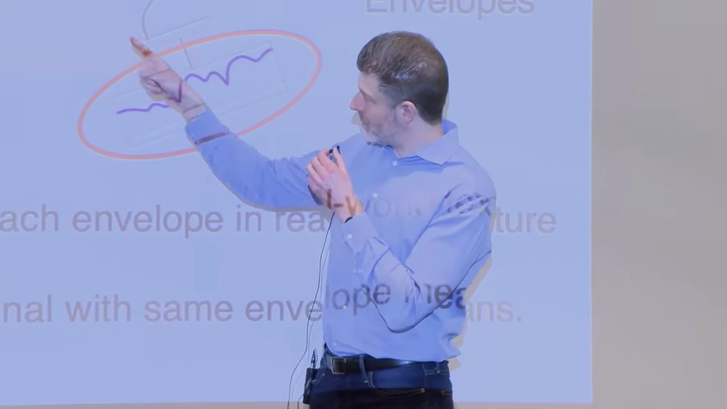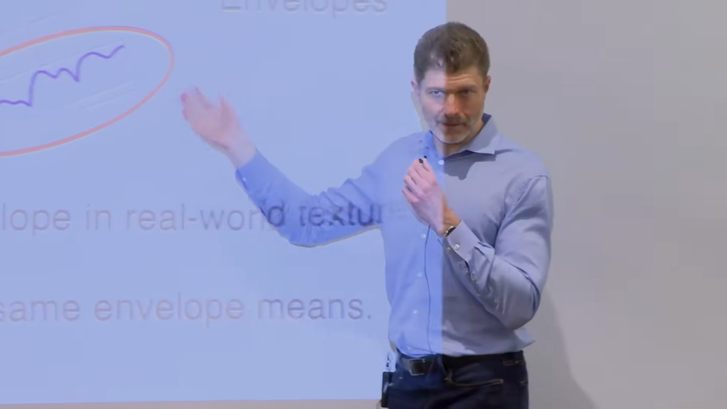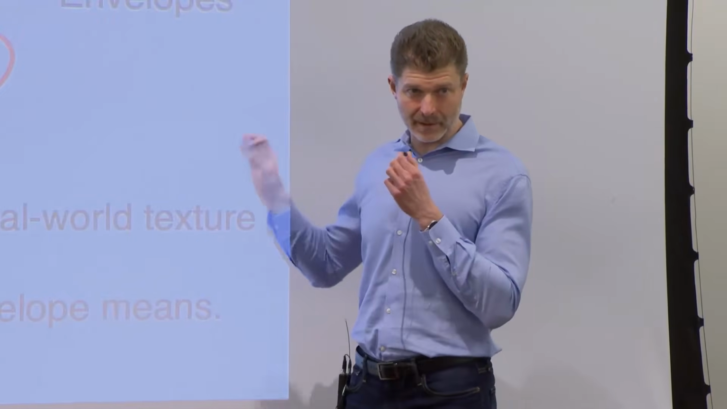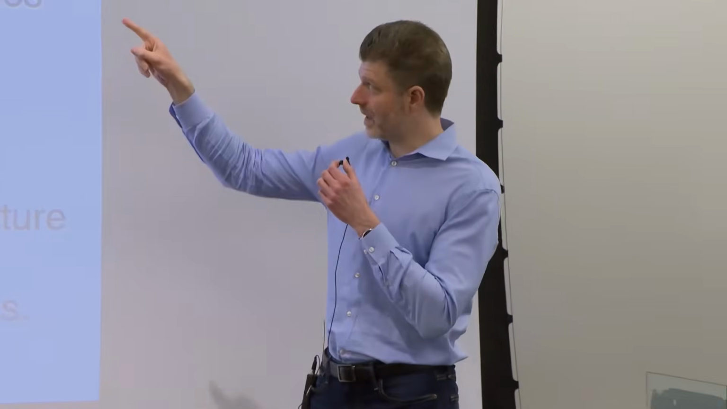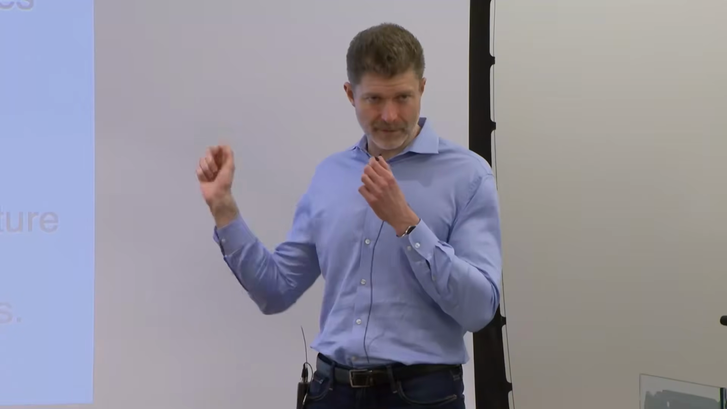Okay, so remember, we've got our bank of cochlear filters. The envelope is the instantaneous amplitude, and so if you just average that over time, it's going to tell you about how much power is in that particular frequency channel. Okay, so let's suppose we have 30 cochlear filters. We're going to get 30 numbers, one for each frequency channel.